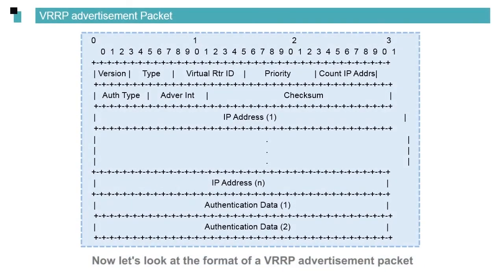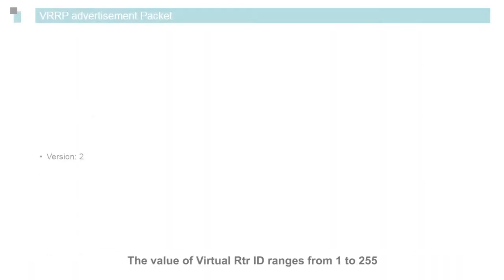Now let's look at the format of a VRRP advertisement packet. The packet contains the version field, the value is 2 for IPv4, and the type field, the value is 1. Virtual RTR ID is the ID of a VRRP backup group. Count IP ADDRS is the number of virtual IP addresses configured for a VRRP backup group. The packet also contains the auth type and authentication data fields.